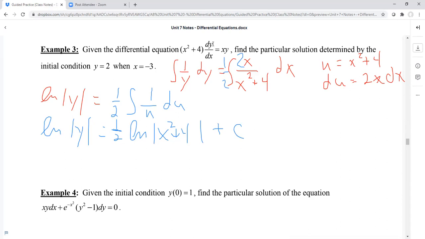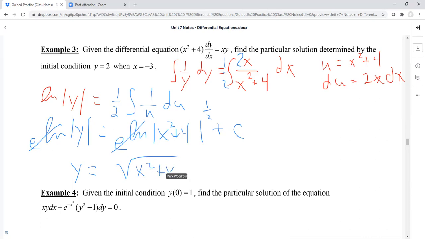So first of all, I've got to take this half that's out here in front and move it to the power. That's going to get rid of this part down here. So I've got that up to the half, which means x squared plus 4 is in a radical, if I want to think of it that way. And then I'm going to take e to this side and e to this side, which cancel out with the natural log. So I'm going to get y equals, and then over here, I've got the square root of x squared plus 4.